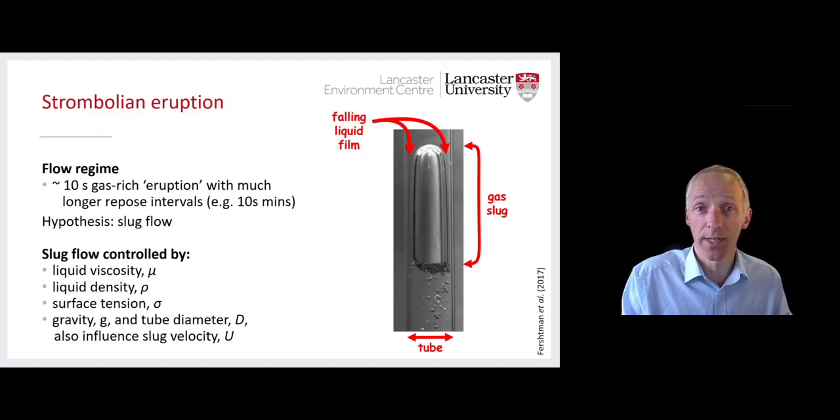We have an interface between the gas and the liquid, so the interfacial or surface tension is also likely to be a relevant variable. Finally, if we're thinking about the ascent velocity of the gas slug, then gravity is responsible for the buoyancy force. We might also anticipate that the tube diameter will be important.